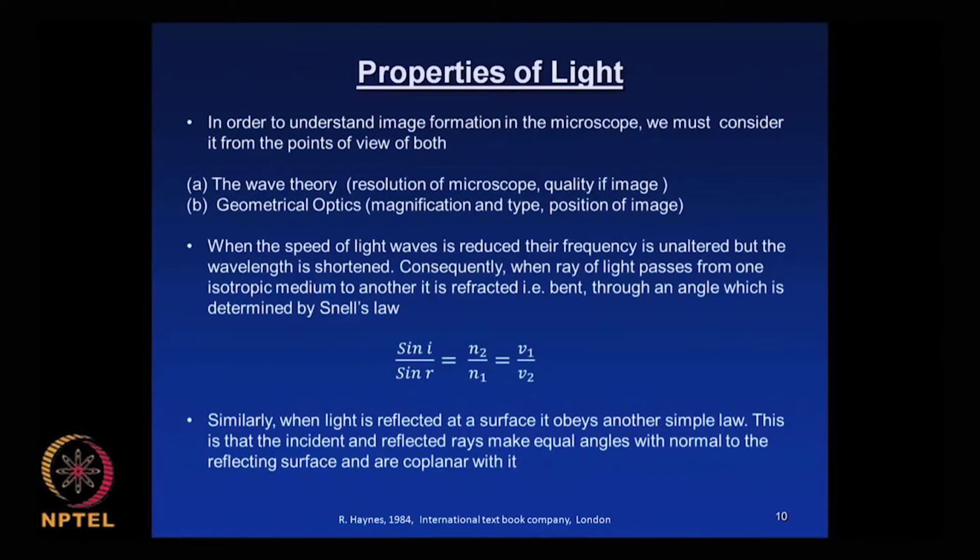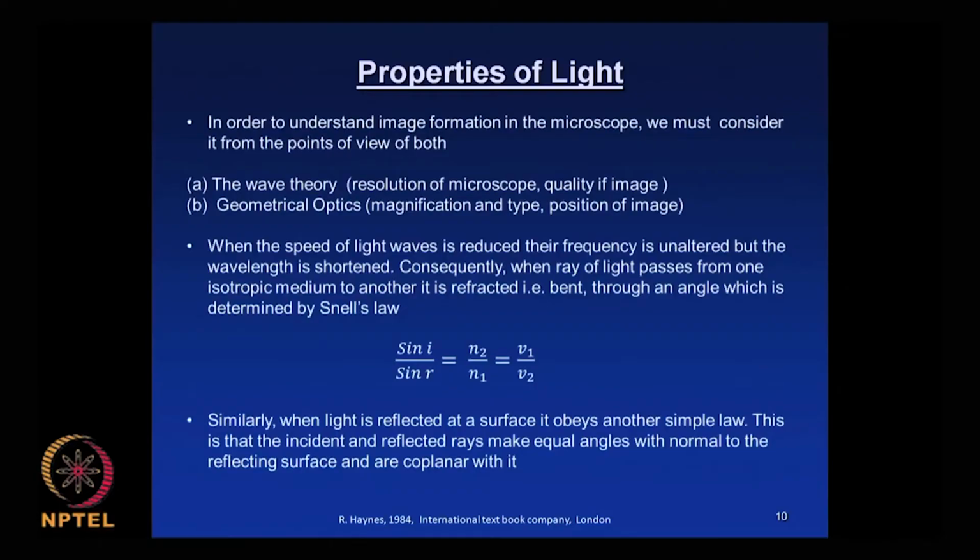In order to understand image formation in the microscope, we must consider it from the point of view of wave theory and then geometrical optics. The wave theory relates to the resolution of the microscope and quality of the image and so on, and the geometrical optics relates to magnification and the type and position of the image.